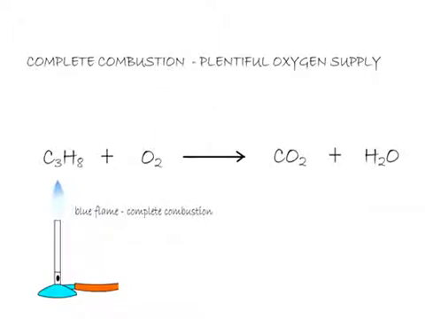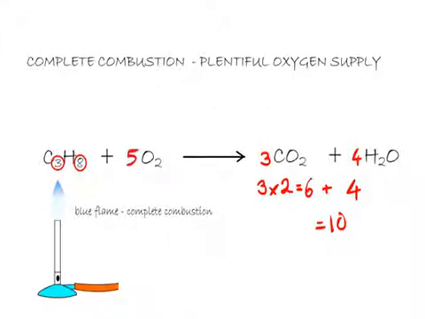To balance a complete combustion equation, it is very similar to what we did with incomplete combustion. With propane, we have 3 atoms of carbon in propane, so we need 3 molecules of carbon dioxide. We have 8 atoms of hydrogen in our alkane, so we need half as many H2O molecules. Now we add up how many oxygens we need to react with the alkane. So we need a total of 6 plus 4, which equals 10, which means we need to add 5 molecules of O2.